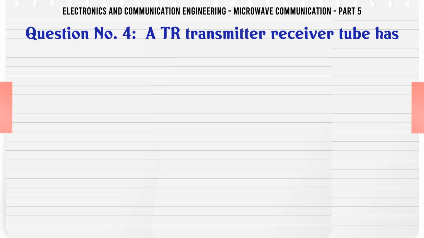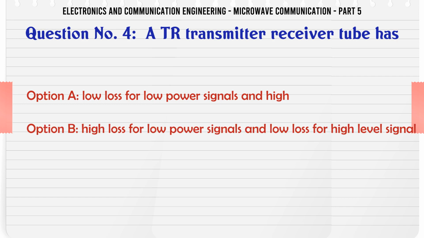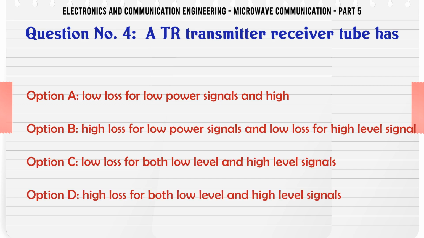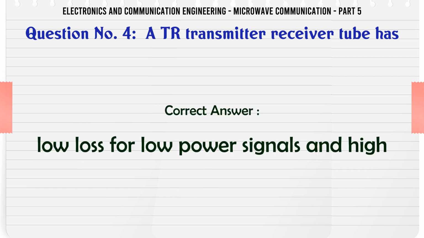A TR (transmit-receive) tube has A: low loss for low power signals, B: high loss for low power signals and low loss for high level signals, C: low loss for both low level and high level signals, D: high loss for both low level and high level signals. The correct answer is low loss for low power signals and high loss for high level signals.